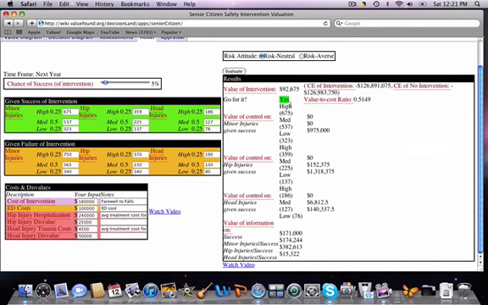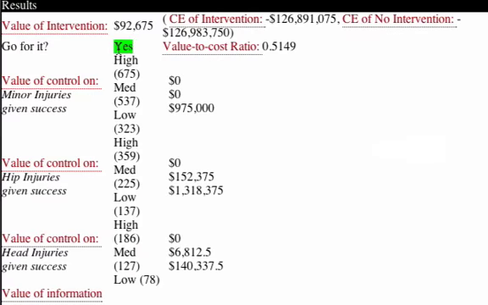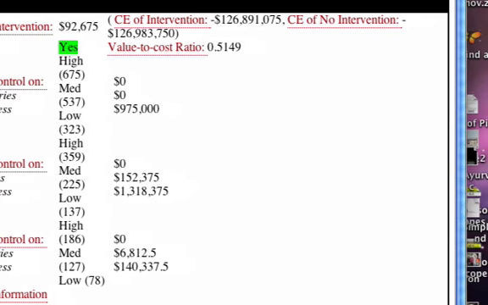So, the green bar, the highlighting here, shows that yes, you should go for the intervention at the current level of information the way it's set up. And here's the value of control on minor injuries given success. If we could control it in some way, then this is what it's worth to us. So somebody says, hey, if you give me some amount of money, I will make sure that the minor injury stays at this level. You would pay nothing for the high and the medium levels, but you would pay up to $975,000 for the low level.